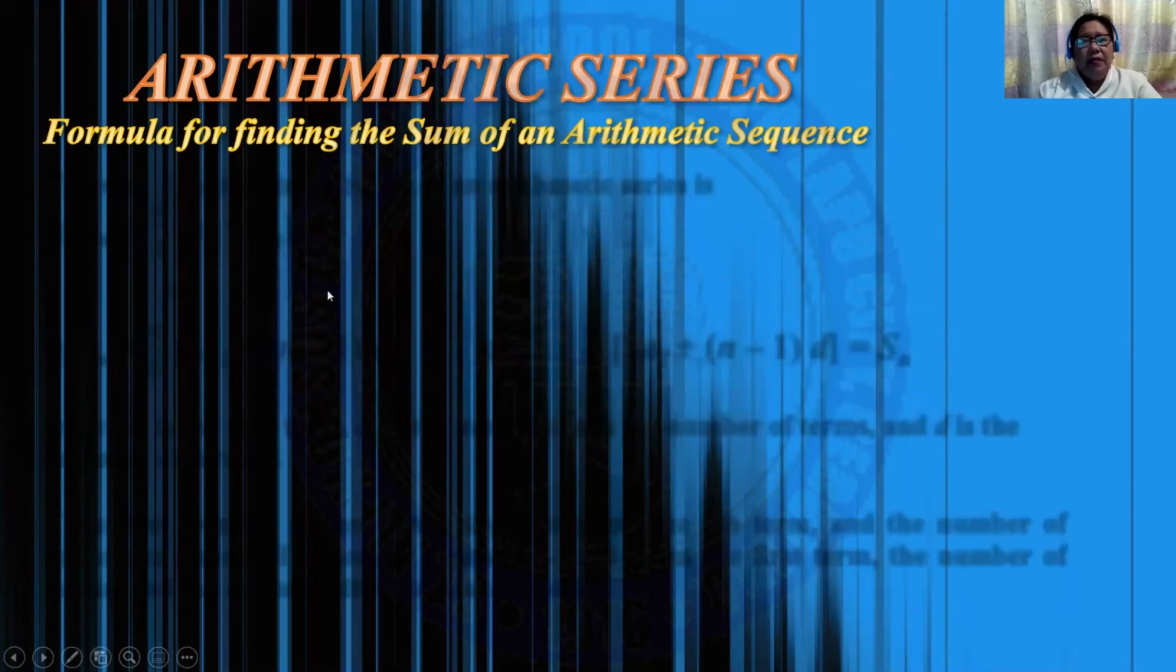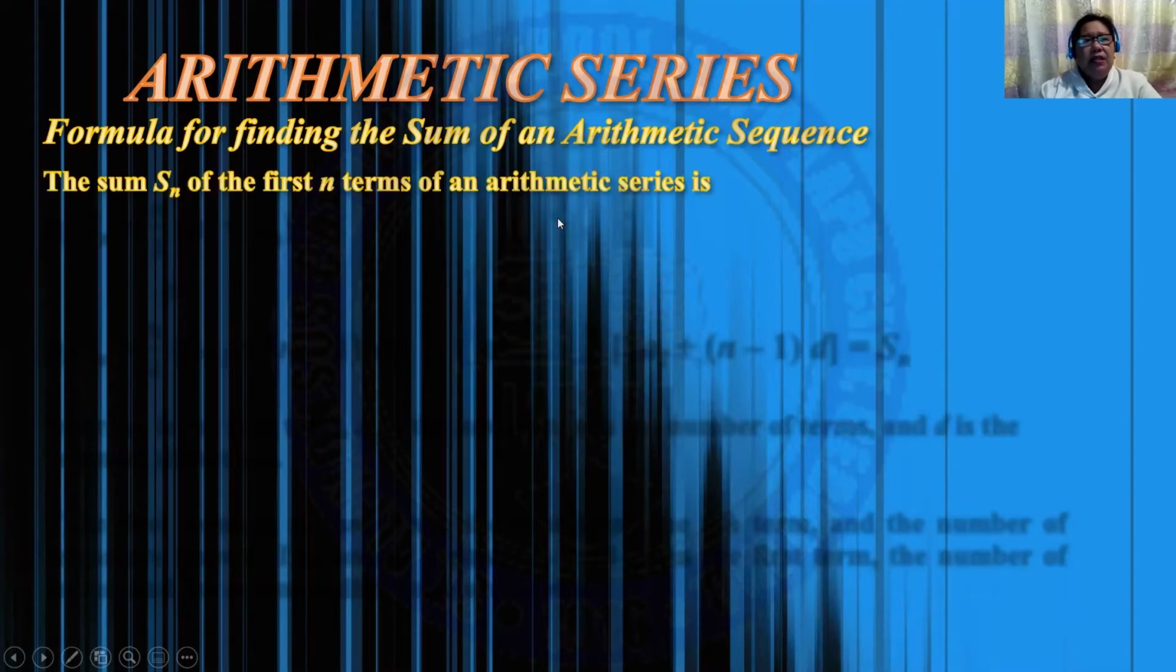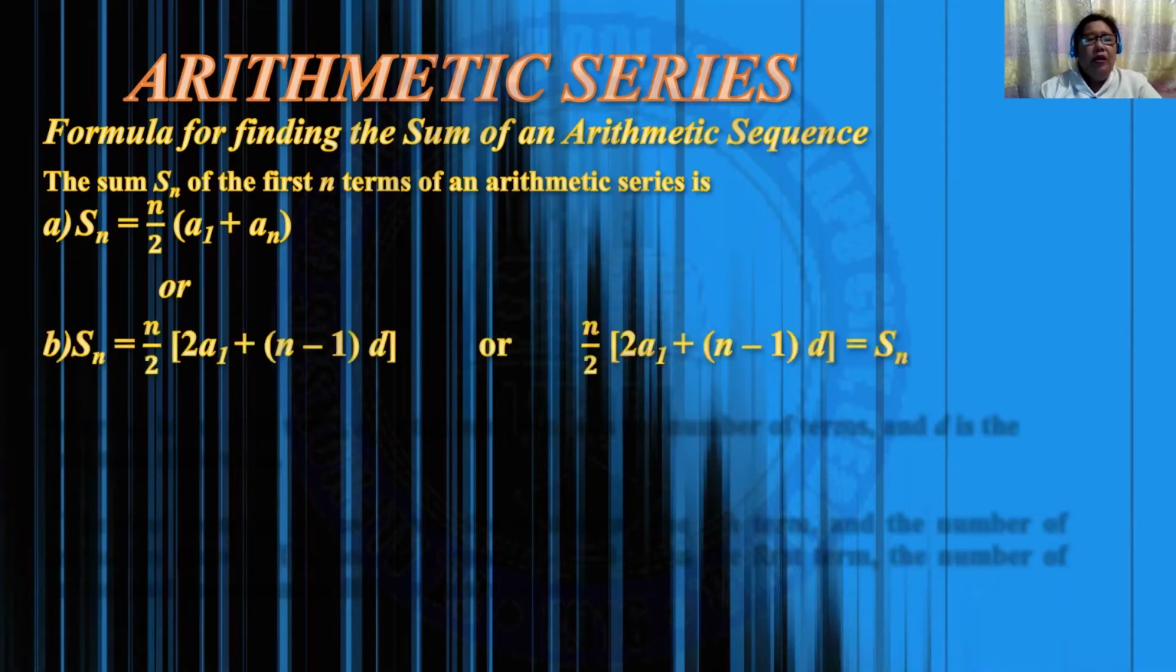For the arithmetic series, the formula for finding the sum of an arithmetic sequence, we have the sum denoted by S sub n of the first n terms of an arithmetic series. First, S sub n is equal to n over 2 times a sub 1 plus a sub n, if the given is the first term and the last term. Or you can have S sub n is equal to n over 2 times the quantity 2 times a sub 1 plus the quantity n minus 1 times d.